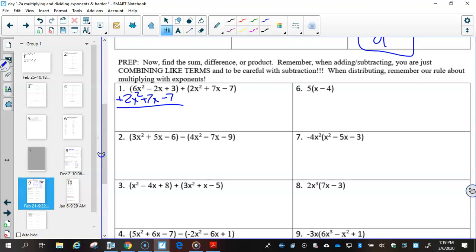So if we're adding these two, 6x squared plus 2x squared is what? 8x squared. Negative 2x plus 7x. Plus 5 minus 4. And then minus 4. 3 minus 7. That would be your answer.